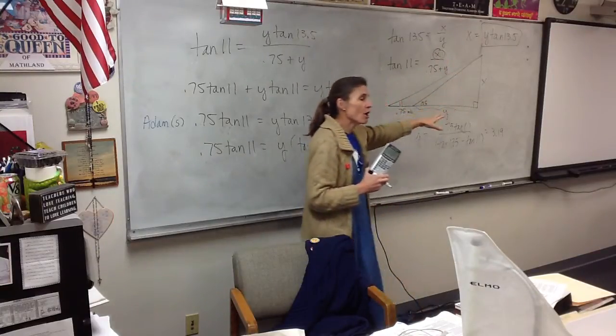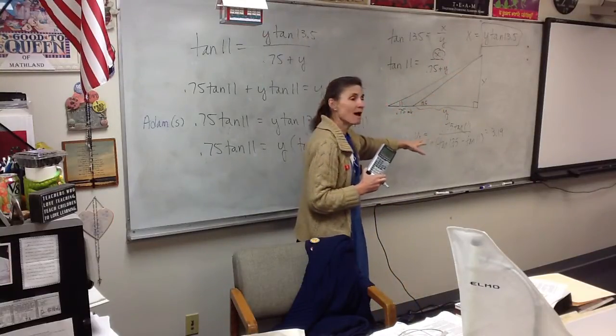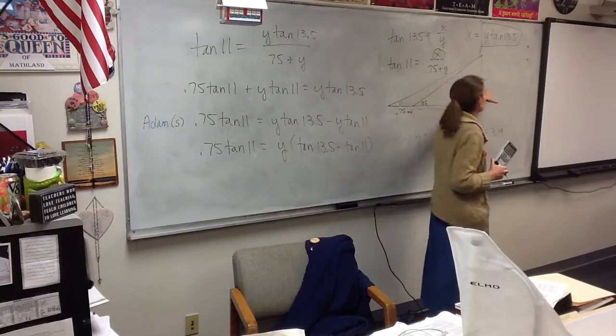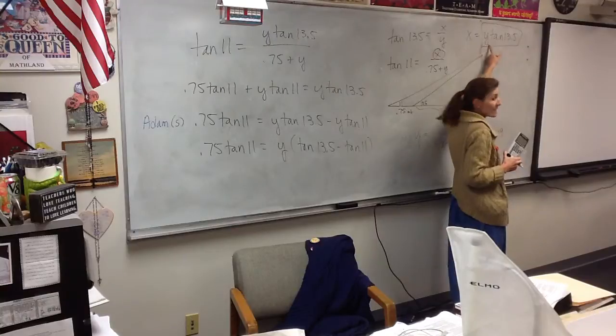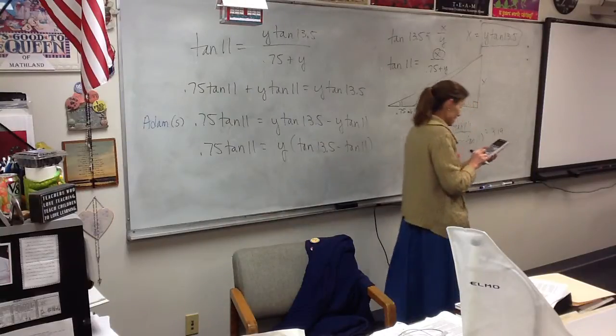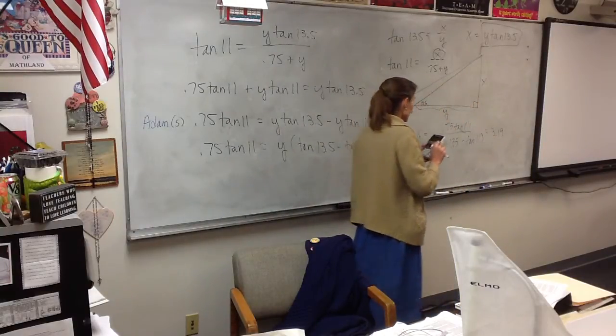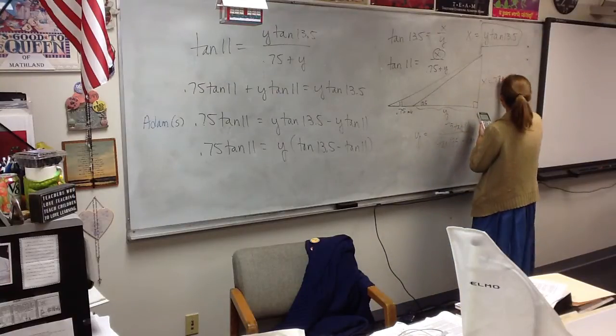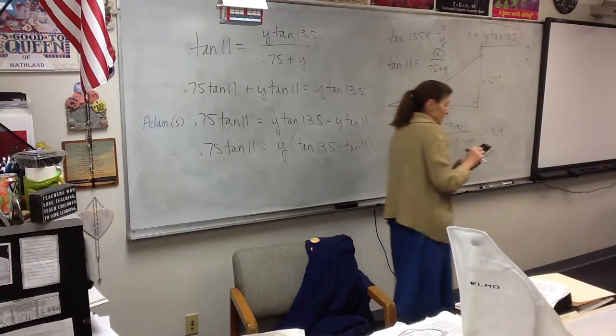Okay. Caution, y is not what I'm looking for. I am looking for x. So I'll come up here and say, okay, I now know what y is. So all I have to do is take that number times the tangent of 13.5, and I get 0.76. Actually, 0.77. So it's like substitution.